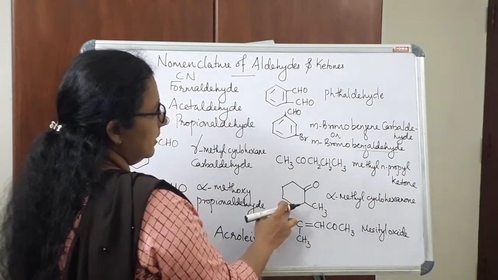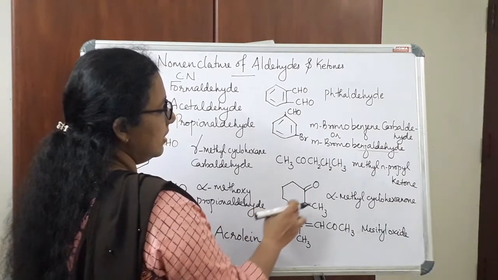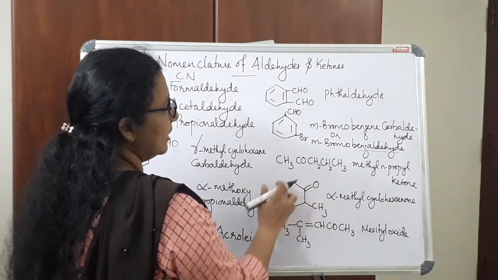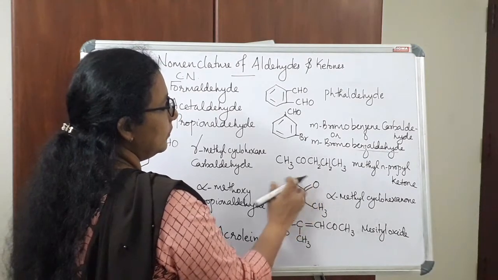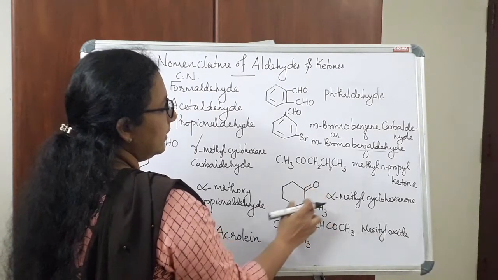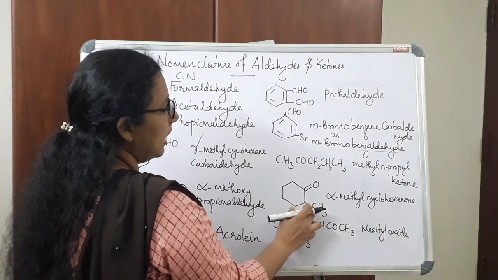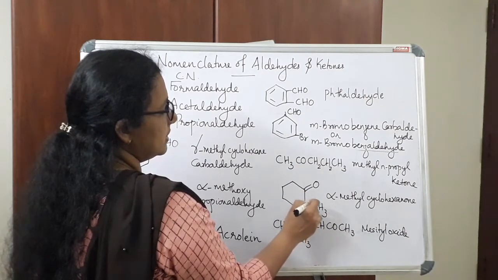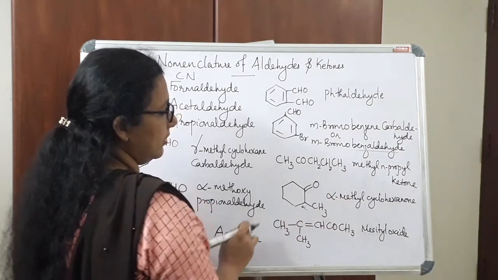Then this is also a ketone, but this is a cyclic ketone. Without CH3 we can say this is cyclohexanone, that is cyclohexane and a CO group. On the cyclohexanone, a CH3 group is attached in the alpha position. So this is alpha methyl cyclohexanone.